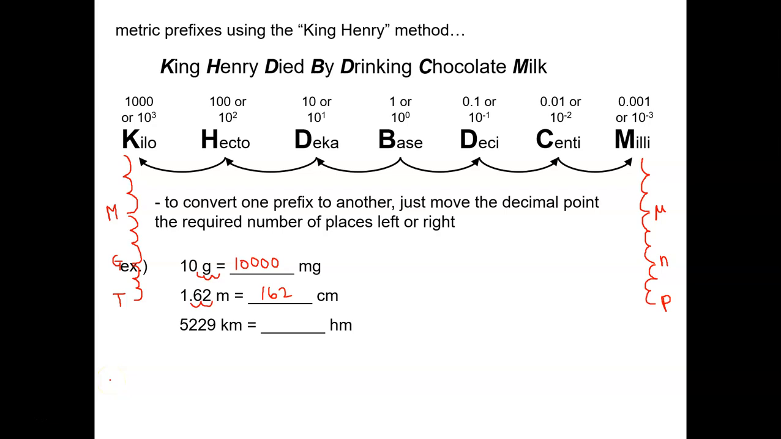5,229 kilometers into hectometers. So this time I'm not starting at base, because this time I'm starting at kilo, K. So I'm going to start at kilo, and I want to go to H, hecto. I'm going to go from kilo to hecto. So that's one place to the right, right? If I start at kilo, go to hecto, that goes to the right, one place. So I'm going to take my decimal point and move it to the right one place. So now that's 52,290, right? Because we have that 0 at the end now.